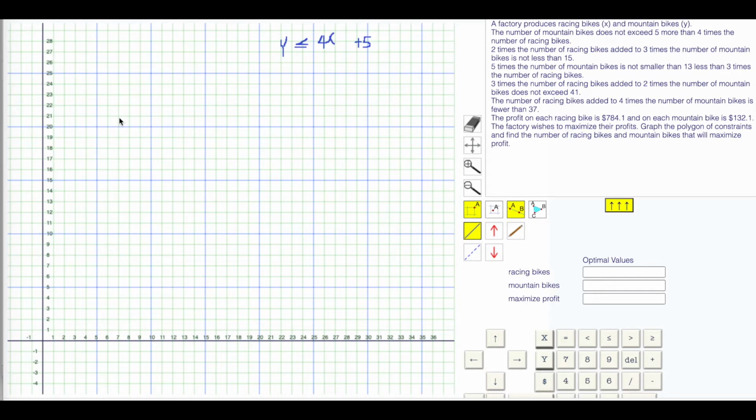Go to my b value, which is 5. My slope is 4, which is 4 over 1. My delta x is 1, my delta y is 4. So I'm going to move over 1 and up 1, 2, 3, 4, like that. It's a solid line, it's less than, so I'm shading below.